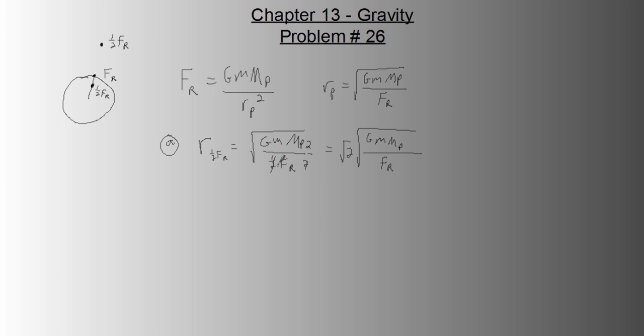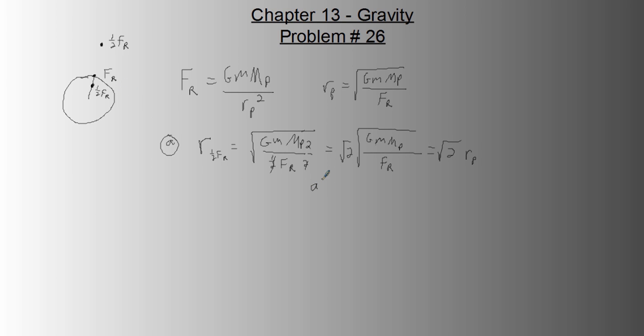See what I did there? I took half of FR, but then half on the bottom of a fraction. You can just take the reciprocal and make that 2, and that 2 is still in the square root, so I pull the square root of 2 out. So essentially these two are the same, so this is really root 2 times the radius of the planet. So that's how far out you'd be from the center.